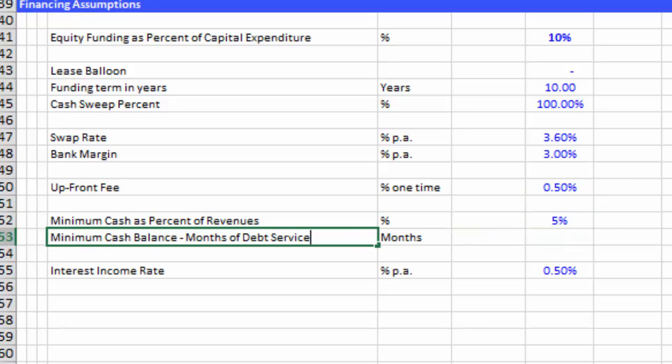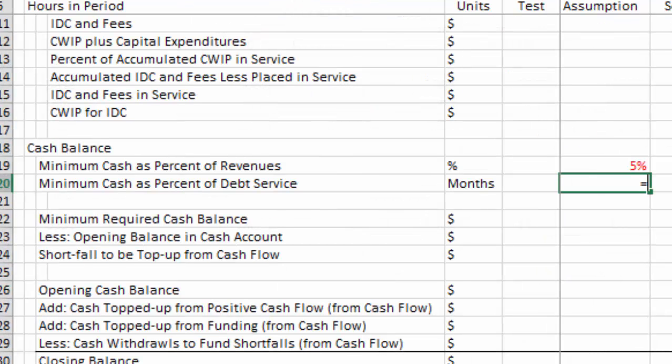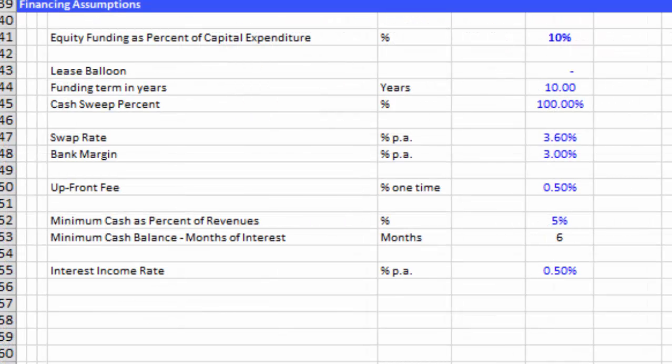So let's put minimum cash balance months of interest. Okay, and we'll just put 6. What a sigh, but I have to sigh here.